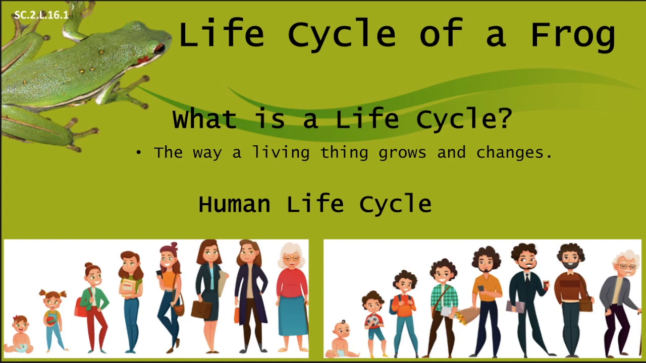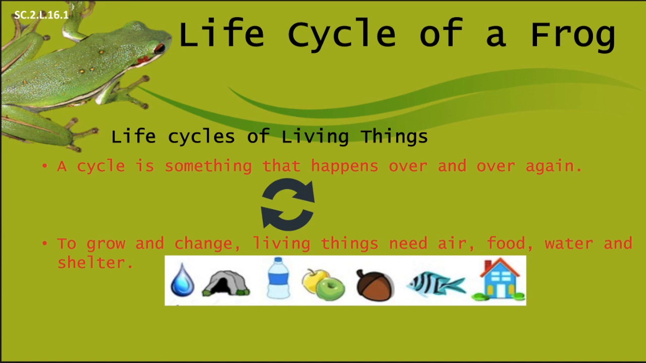We know that a life cycle is the way a living thing grows and changes. We talked about the human life cycle a little bit as well. So we start off as babies, and then we grow up and become older, and our life cycle begins again as we have our children, and it starts all over again. A cycle is something that happens over and over again. It continues in a circle. To grow and change, living things need air, food, water, and shelter.